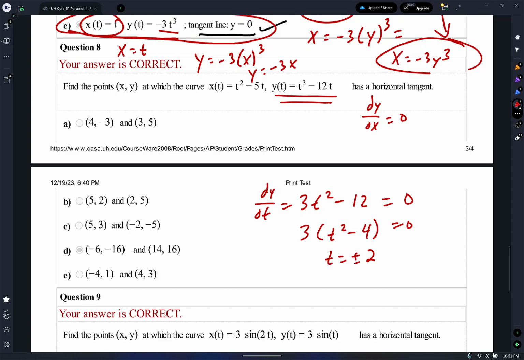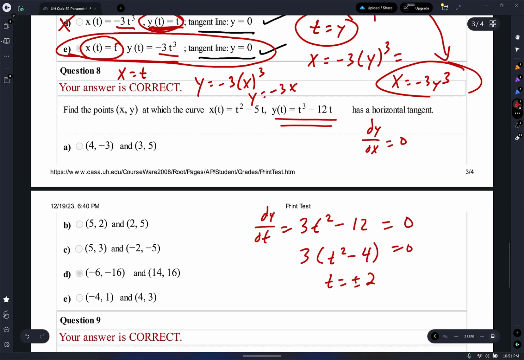So let's plug in t equals negative 2 and see what value I get. So when t equals negative 2, plug in negative 2 in there. So let's see. Negative 2 squared minus 5 times negative 2. Negative 2 squared is 4. Negative times the negative is a positive. So 5 times 2 is 10. 10 and 4 is 14.